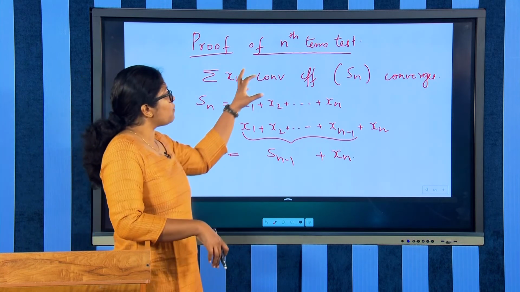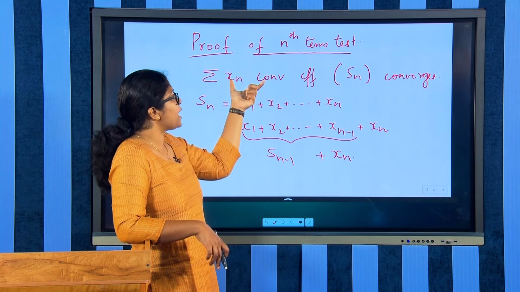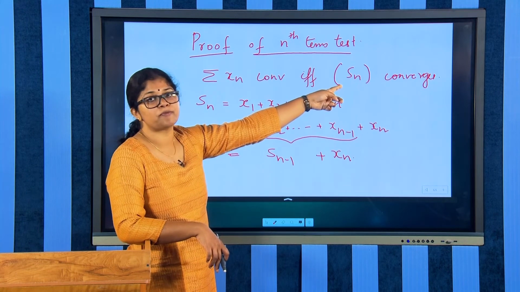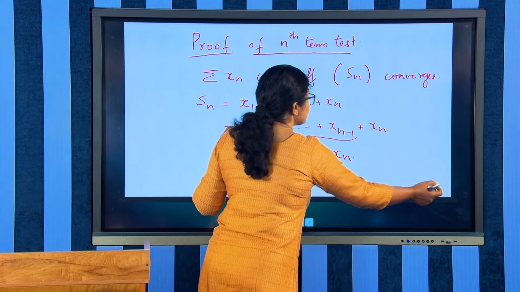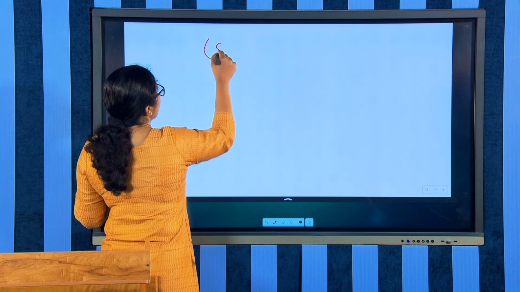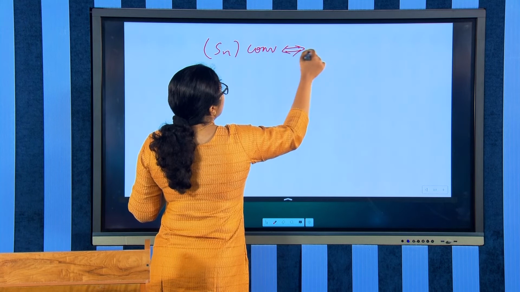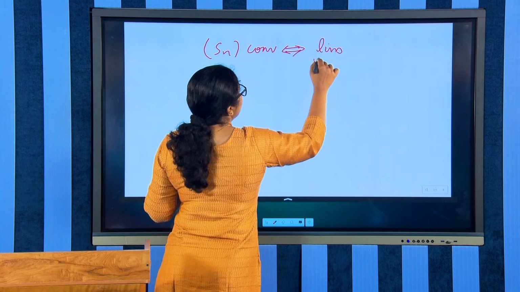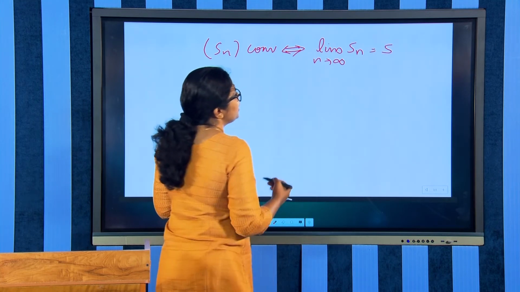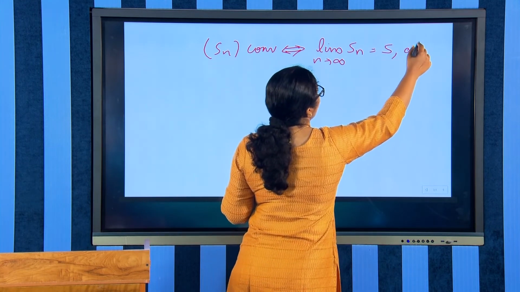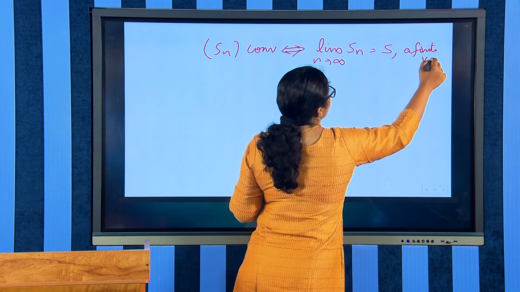We have already established that sigma xn converges if and only if the sequence of partial sums Sn converges. So, the sequence of partial sums Sn converges means limit n tends to infinity of Sn is nothing but a finite number s. We can denote it as a finite value s. S is just a notation, a finite value.